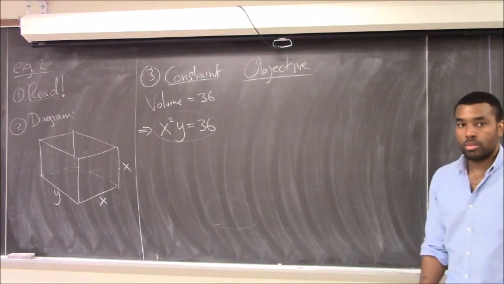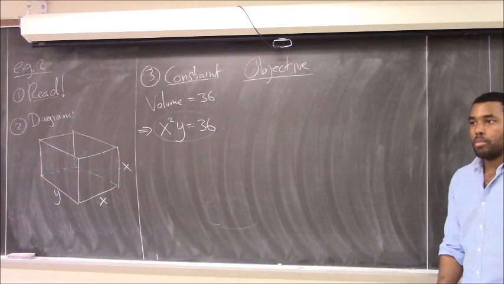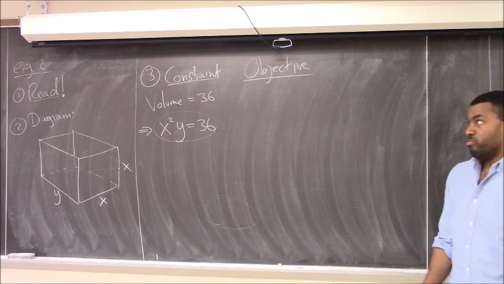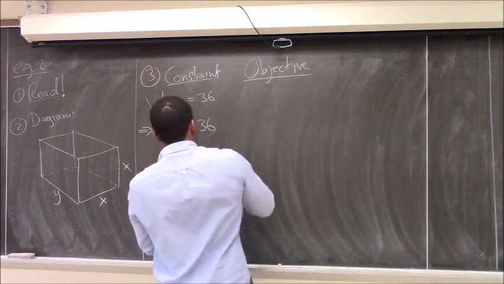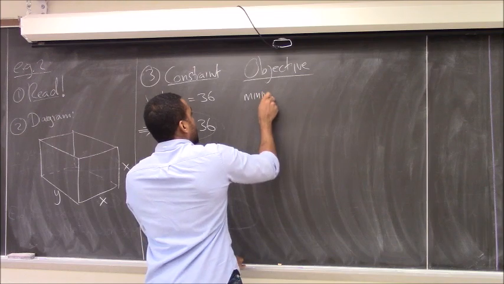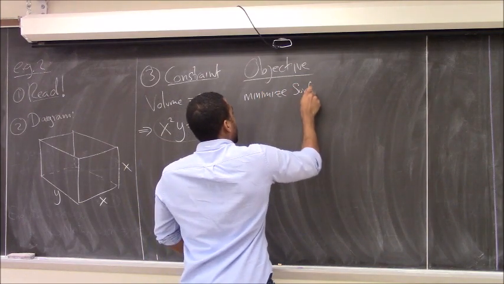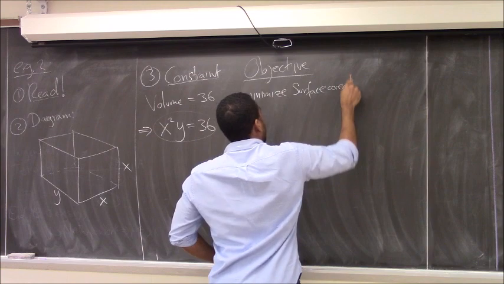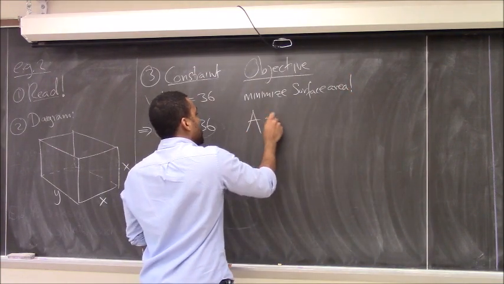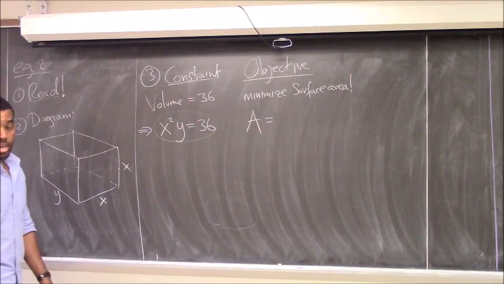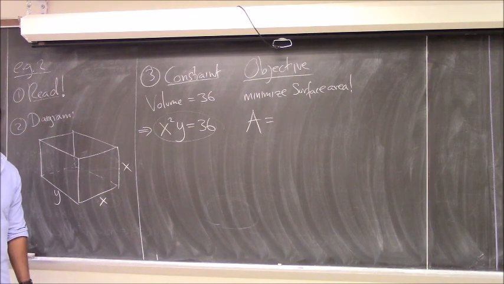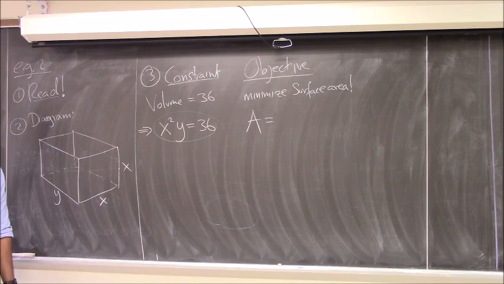What is the objective? Minimize the amount of material. Okay, how can I describe the amount of material? Surface area. We want to minimize surface area. So the surface area of this box is going to be my objective equation. And so how can I do that here? What's the surface area of this box?